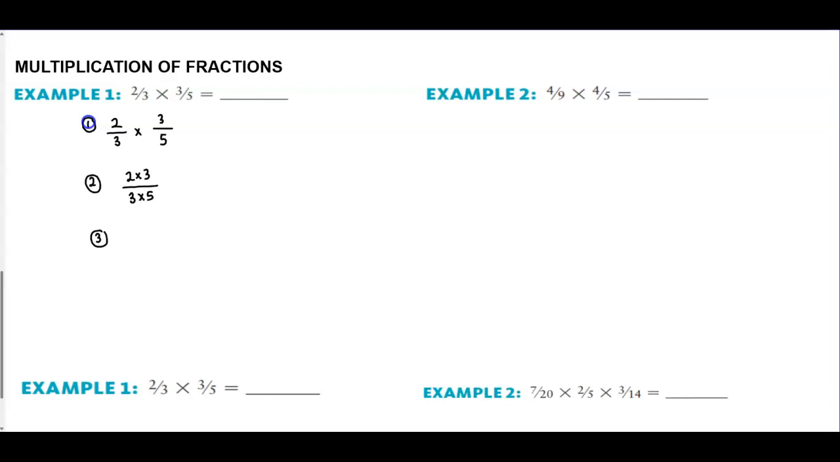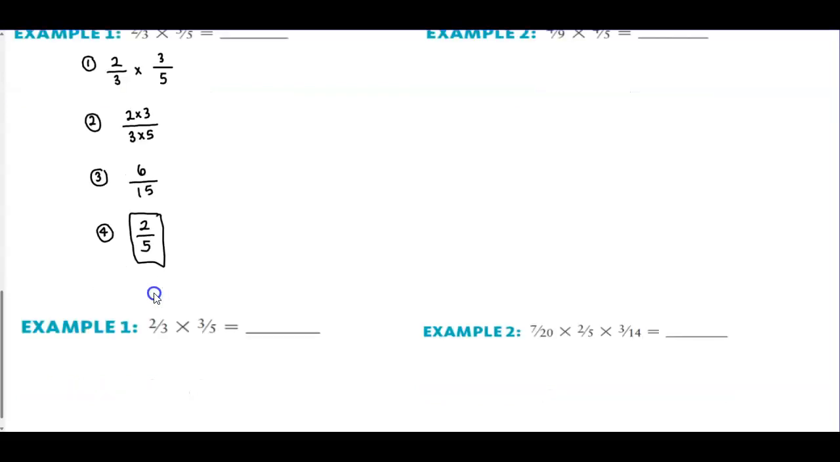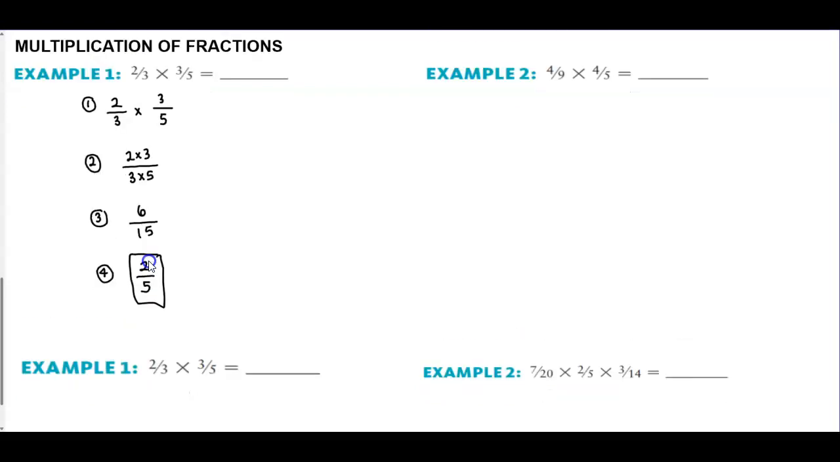Well, that gives us 6/15, which actually reduces to lowest terms 2/5. Now, as you can see here, there might be a quicker way of being able to do this. So I'm going to go ahead and repeat example 1 here.